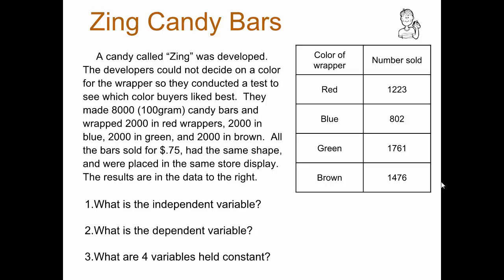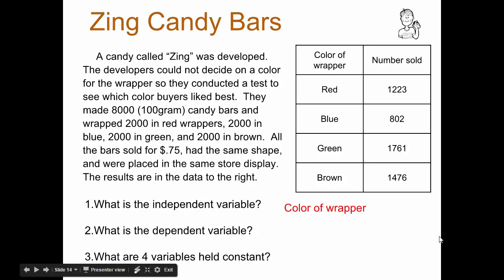If we think about this experiment, raise your hand if you could tell me, what is the independent variable in this experiment? Natalia? It's the wrapper. What specifically about it? The color. It's the color of the wrapper. Yes. So the color of the wrapper is what they changed. That's the one thing they're testing. That's the thing that was different in their 4 groups.